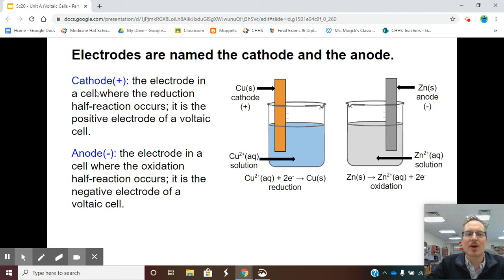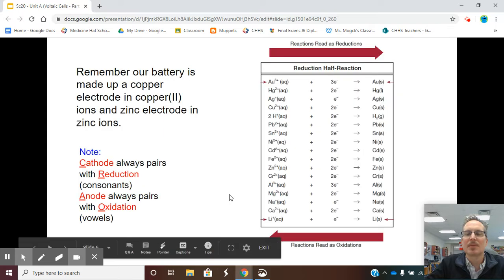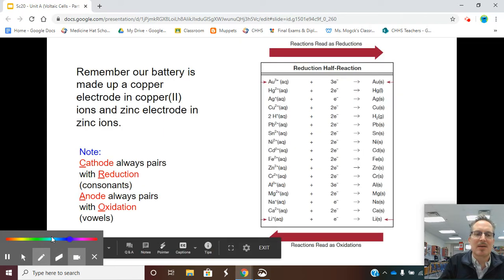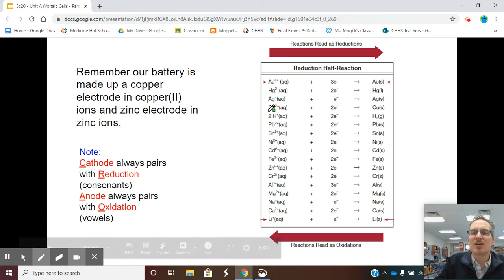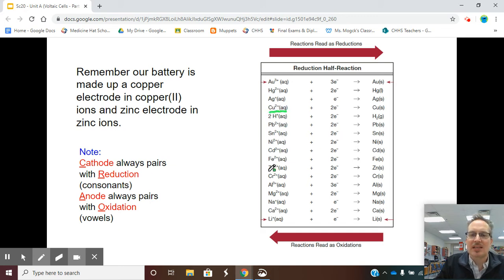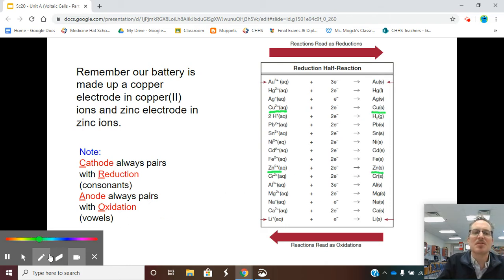Now, the reason I know this is true is, if you remember, we're using copper, zinc, and their solutions. So I'm going to jump ahead one slide, grab my pen here, and make some circles. So remember, we are looking at copper and zinc solutions. We are also looking at copper solid and zinc solid. So those are my four substances. I always find them first.